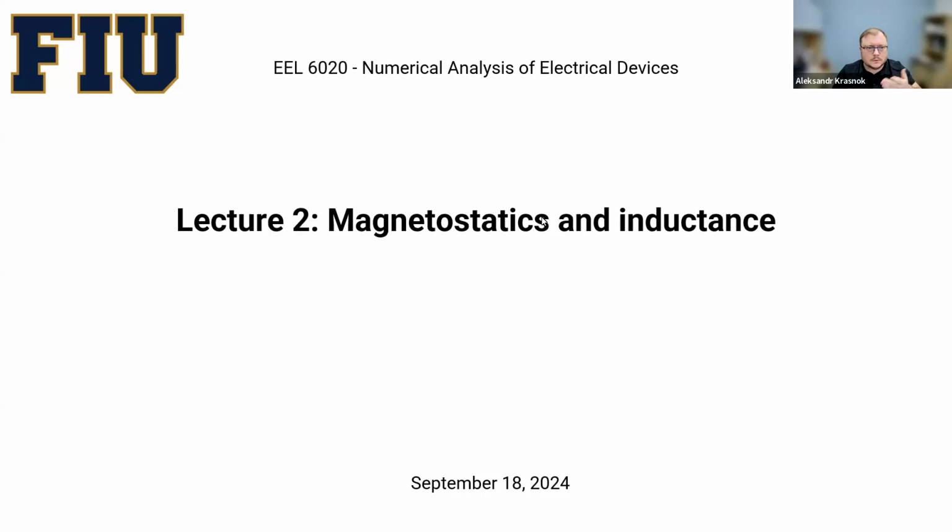Thanks for coming to the second lecture of our course on numerical analysis of electrical devices. Today we're going to talk about magnetostatics and start discussing the concept of inductance. We will continue in the other lecture with a focus on transformers, eddy currents, and some other quasi-static effects. So today we're focusing more on magnetostatics.